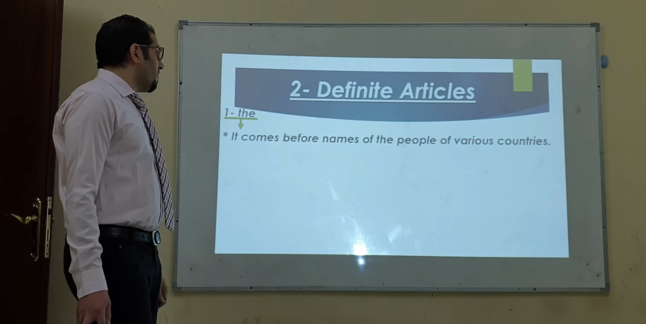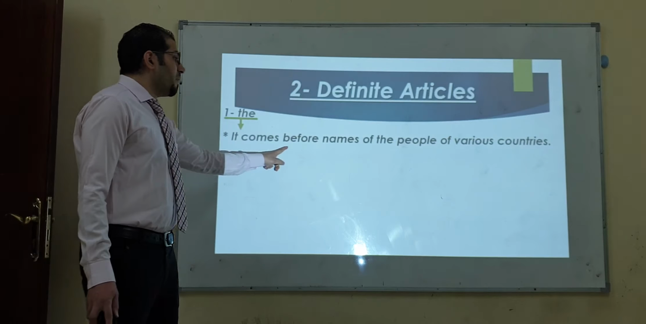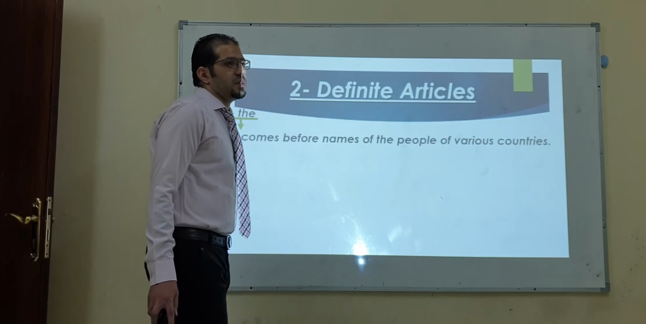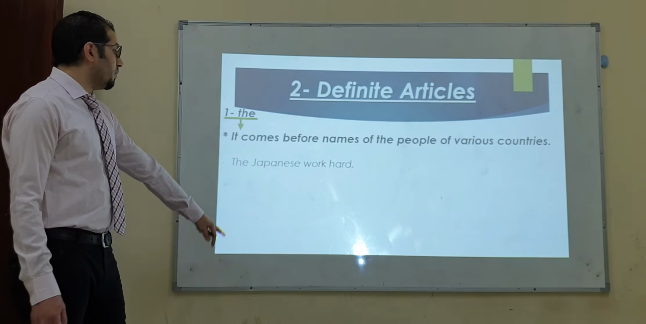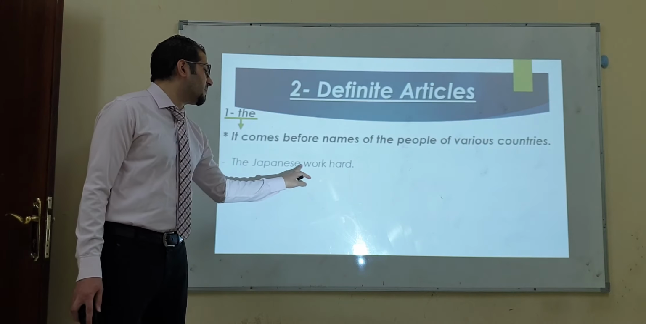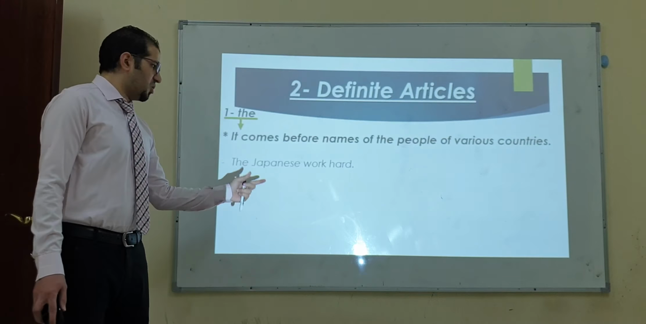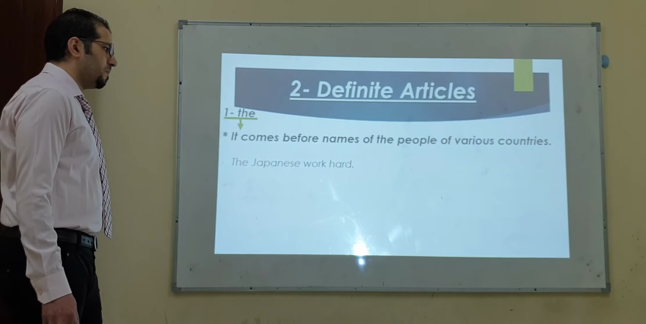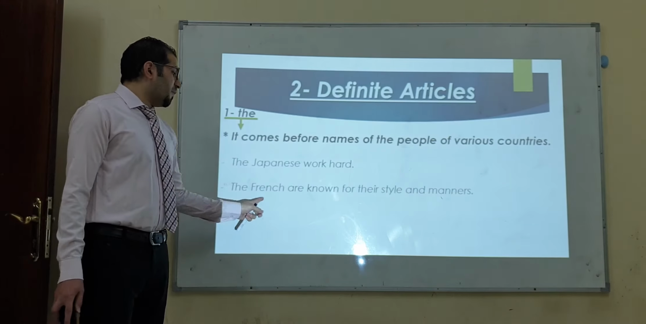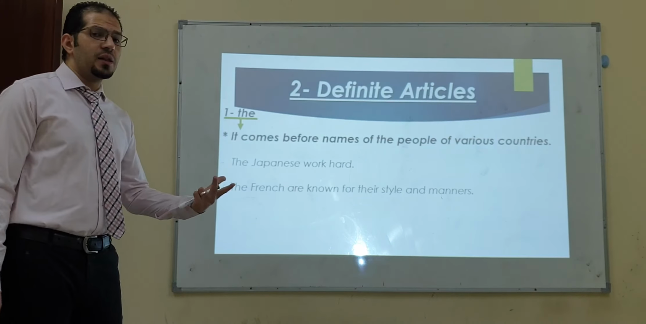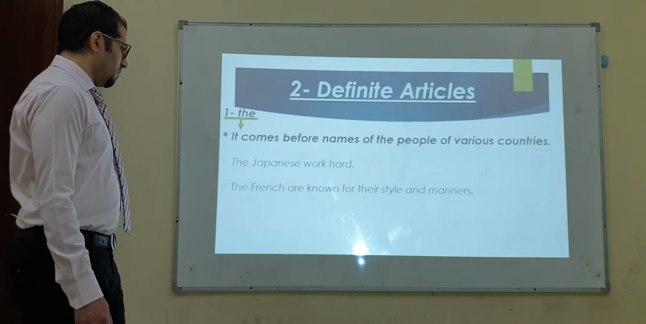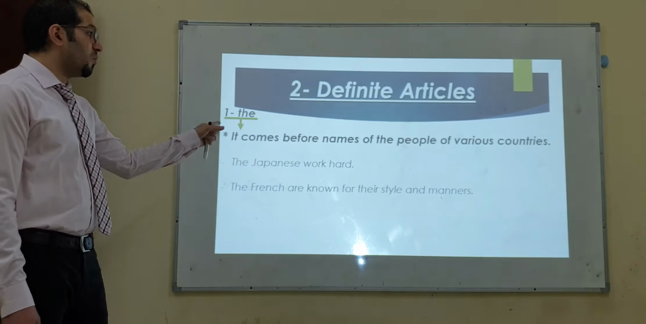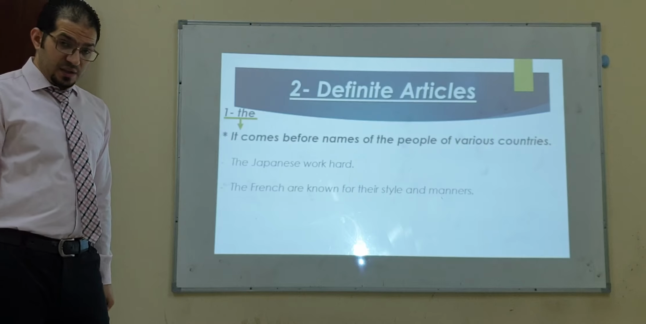Last point here on the, it comes before names of the people of various countries. Like when we are saying the Japanese work hard, it means here the Japanese people. Talking about people here. Also here, the French are known for their style and manner. So here the French. I can use the before names of people of various countries.